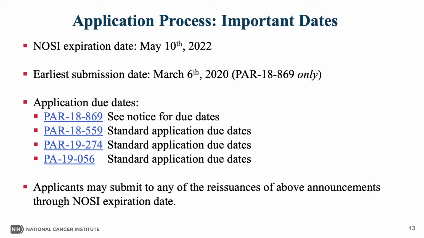This NOSI expires May 10th, 2022. The earliest submission date is this March 6th, but that is only for PAR 18869. These are the specific due dates. That first one is not using standard application due dates, so look at the specific PAR for those particular due dates. And the last 3 funding opportunity announcements there use the standard application due dates, which are noted in the notice. Applicants may submit to any of the reissuances of these 4 announcements through the NOSI expiration date on May 10th, 2022.